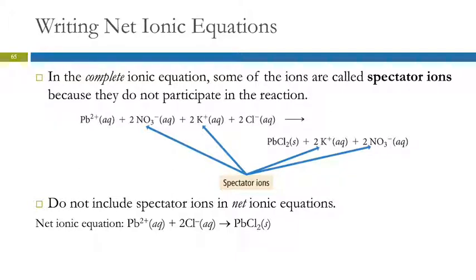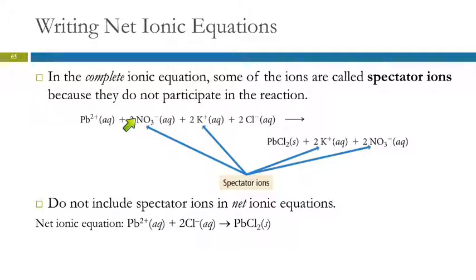So in the complete ionic equation, we've got all the ions in there. Some of those ions, though, don't actually participate in the reaction. We can identify them because they appear as a reactant and as a product exactly the same. Nothing happened to them. You go to watch a boxing match, right? The people in the ring get all beat up. They come out with bloody noses and black eyes and stuff. You're sitting in the stands. Does anything happen to you? No. You're a spectator, right? You're just watching the action.